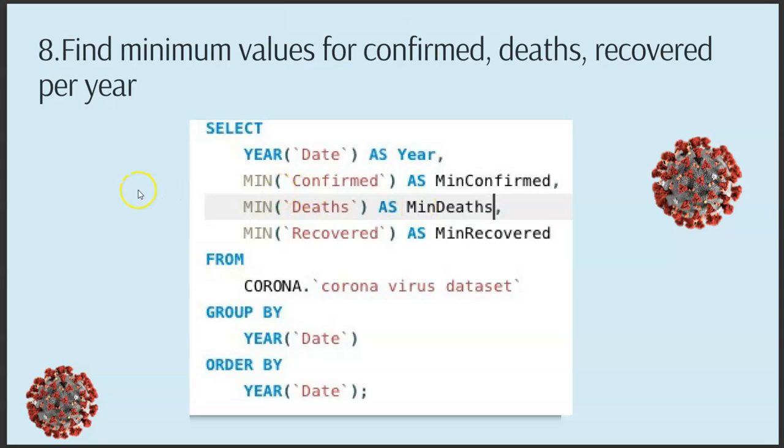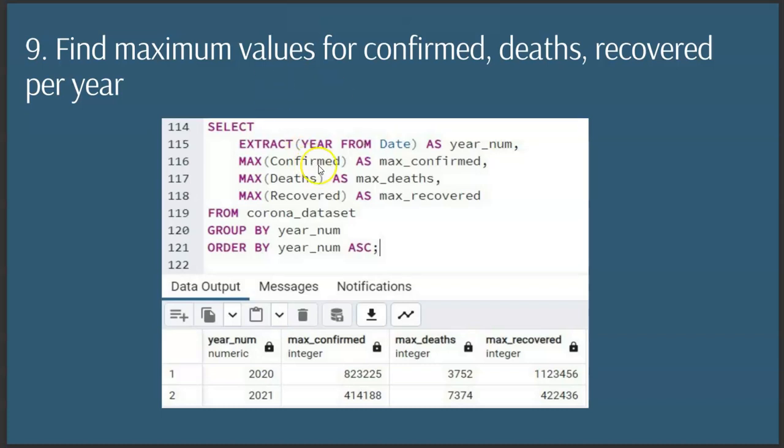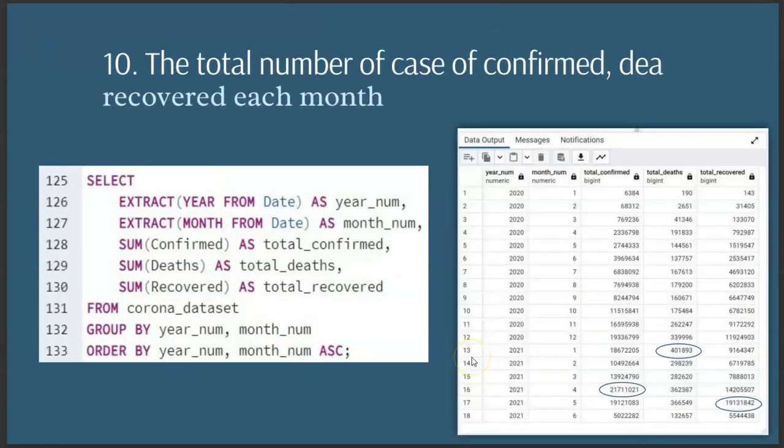In the eighth question, we have to find the minimum values. For minimum values, we use the min function for confirmed, death and recovered. We use the min function on 3 columns and we can get our minimum values of these columns. Then for max, we apply the max function and we can get the maximum value.